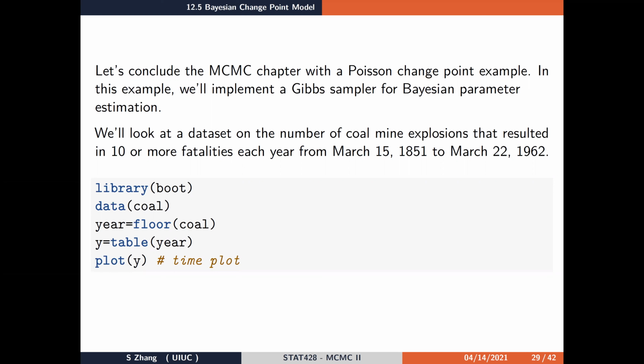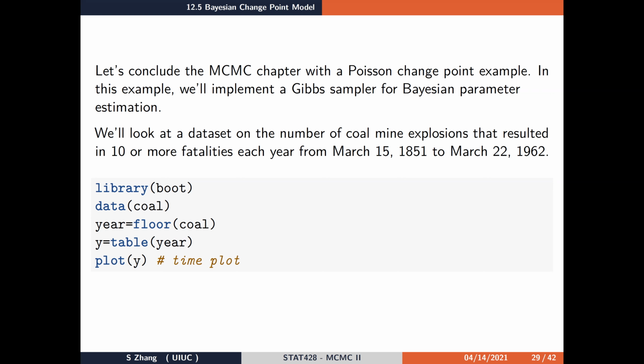We will look at the data set on the number of coal mine explosions that resulted in 10 or more deaths each year from March 15, 1851 to March 22nd of 1962. This data set is available in the boot package and is called coal. The data set has one variable called year, which contains the recording of the year. It actually has decimal places, perhaps indicating the months, that such an incident with 10 or more fatalities occurred.